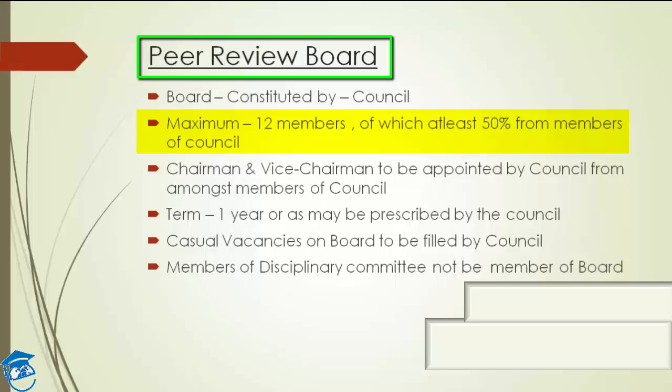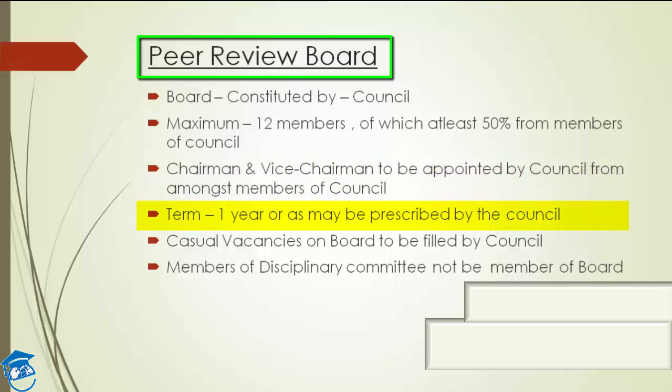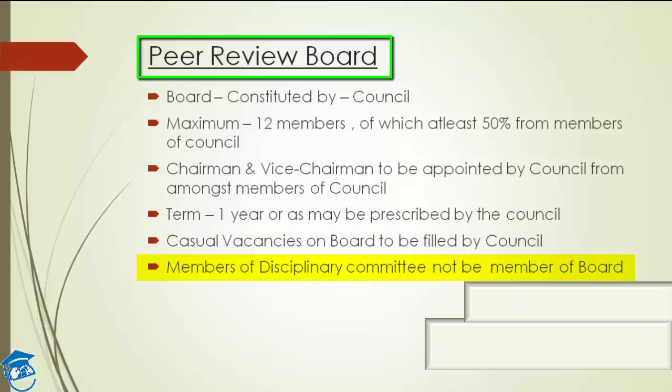Then comes the chairman and vice chairman, who will be appointed by the council from amongst the members of the council itself. The maximum term for which they can be appointed will be 1 year or as may be prescribed by the council. Casual vacancies on the board will also be filled by the council itself, and members of the disciplinary committee cannot be members of the board.